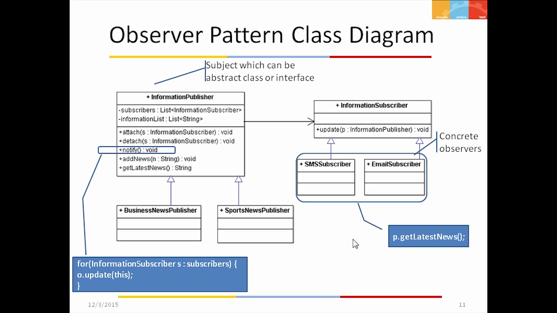What the subscriber does when this update method is called is, it basically pulls for the latest news. Here the subscriber says p.get latest news. So when it is notified, then it pulls the news. The publisher is simply notifying it, not giving enough information, but just sending a notification, and the subscriber is basically pulling the latest news.